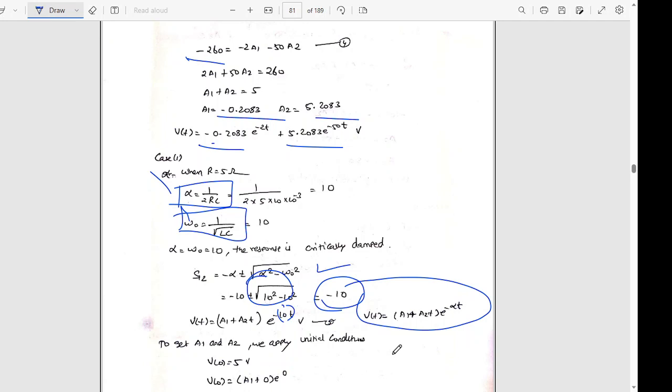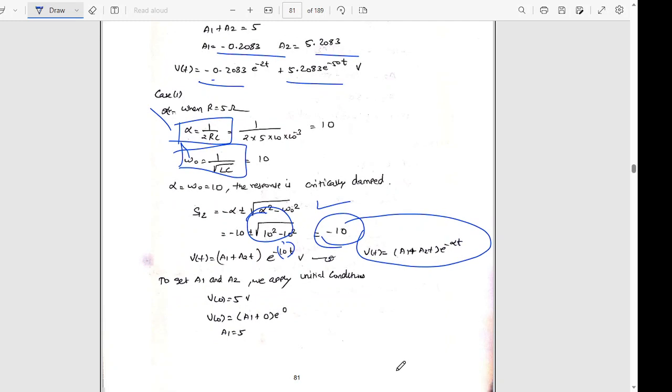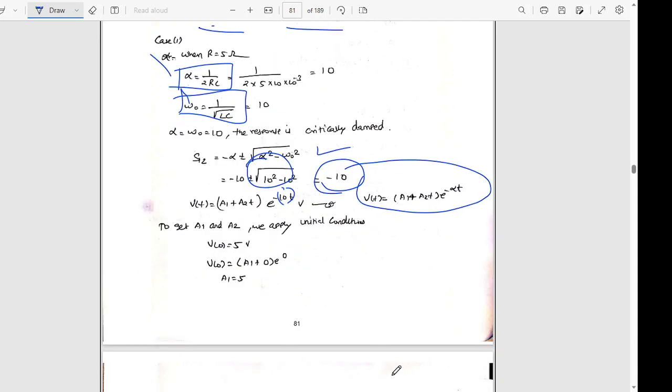So v of 0 is given as 5, i of 0 is given as 0. To get a1, a2, we apply the initial conditions. First apply t equals 0. If t equals 0, a1 plus 0, e power 0. So e power 0 will be 1, so a1 will be equal to 5. Directly we can get this answer. So I got this value, this value is 5.